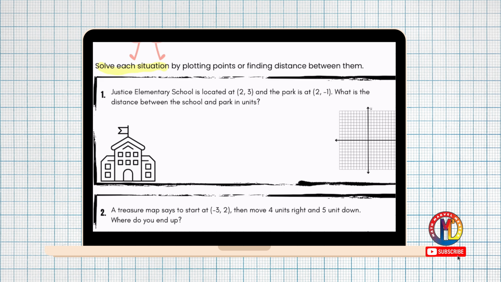Solve each situation by plotting the points and then finding the distance between them. So at Justice Elementary School, it is located at the coordinate point 2, 3, and then the park is at 2, -1. What is the distance between the school and the park? So let's take a look at this with our graph.